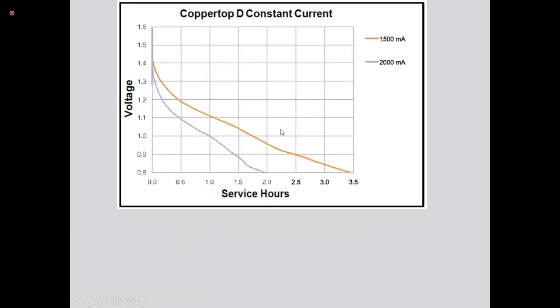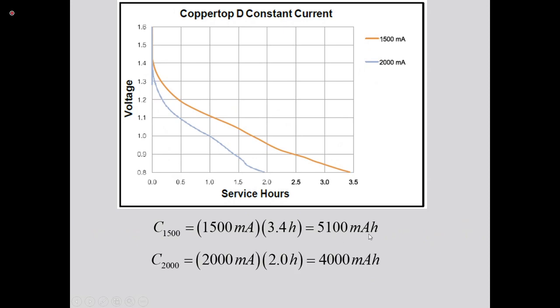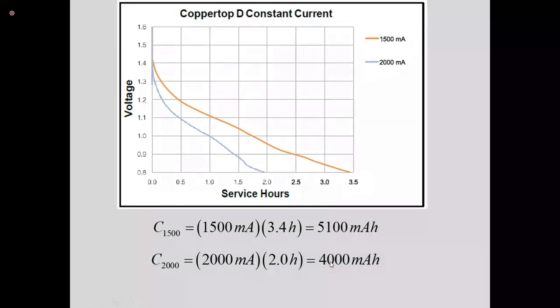We could go even farther, like here they did 1,500 and 2,000 milliamps and calculated the capacities there. At 1,500 milliamps, its service life is only like 3.5 hours. So that's 5,100 milliamp hours. And at 2,000 milliamps, it's only 2 hours. So if we compare the 250 all the way down to the 2,000, we can see that it drops off pretty strongly depending on the current rate.